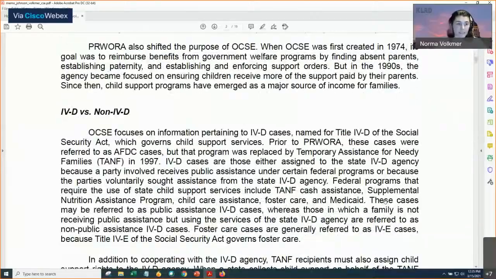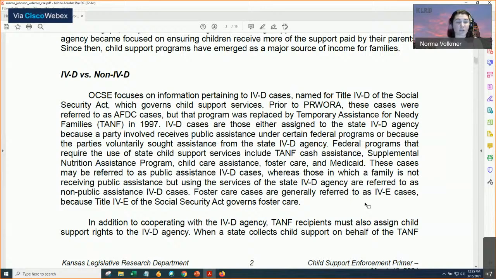Those 4D cases are named for Part D of the Social Security Act, which governs child support services. The name started with the Personal Responsibility Act, but the genre of cases predates that act, but that is where, yes, that title came from.